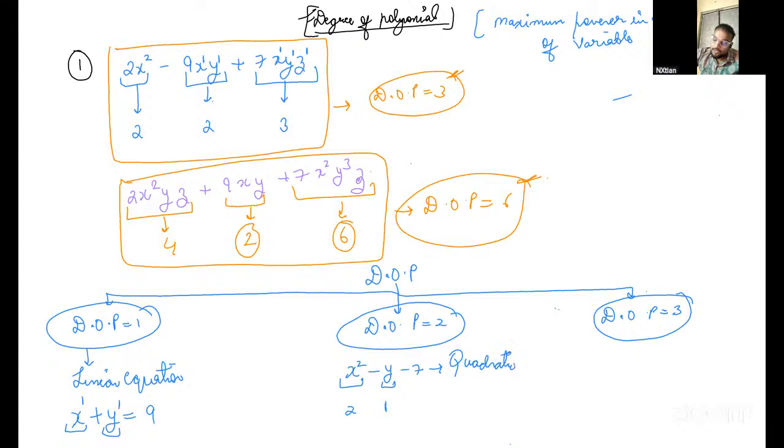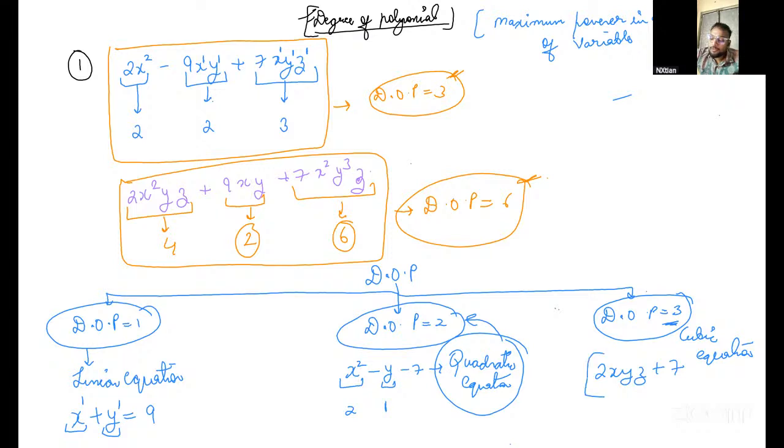Quadratic equation, if the degree of the polynomial (DOP) is 2. If DOP is 3, for example, 2xyz plus 7, it's called a cubic equation. So for example, 2xyz plus 7: the maximum power is 3, because for x, y, z, 1 plus 1 plus 1 is 3. So the maximum power of the equation is 3, so the DOP is 3, and it's called a cubic equation. Understood, guys?